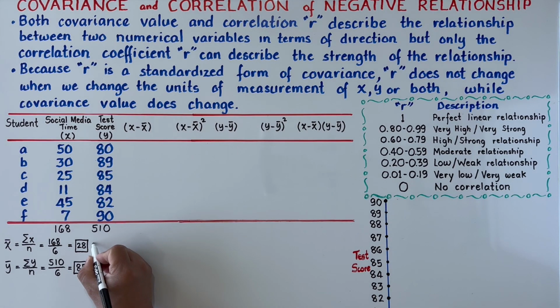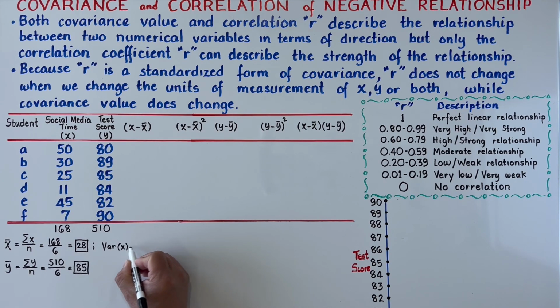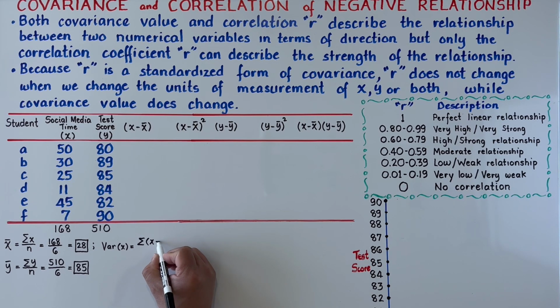And to compute for the variance of the variable x, we have the variance of x having a formula of the summation of the square deviation of every x value from its mean. And you divide it by n minus 1 instead of n, because we consider these 6 students as a sample of all the students.